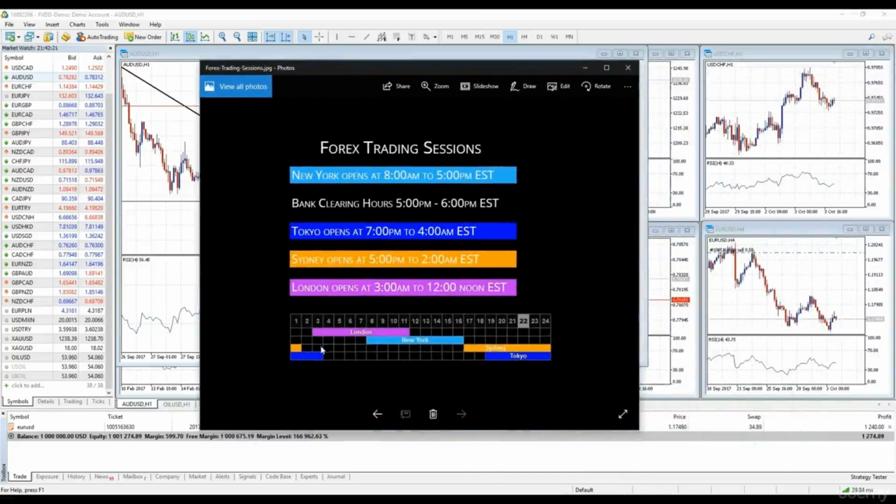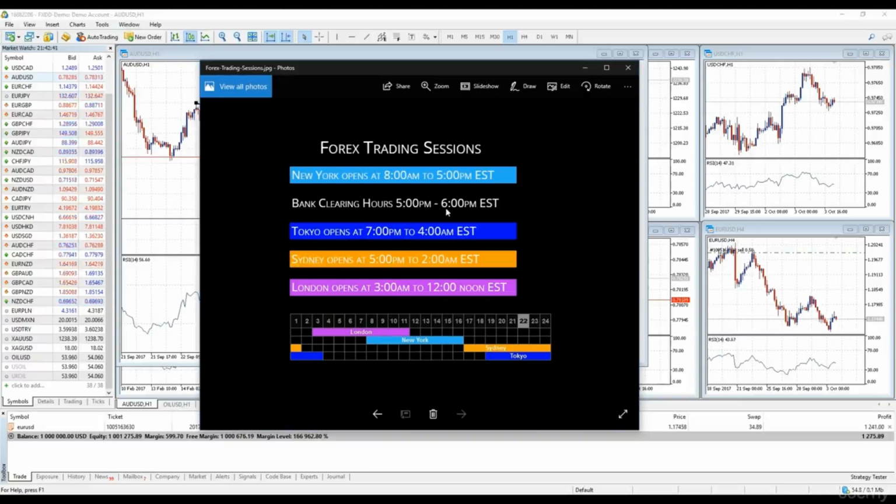London goes from 3 a.m. until 11 a.m. Eastern Standard Time, and there's an overlap from London and New York. New York starts around 8 a.m. and goes until about 4 p.m. And then there are the bank clearing hours, which are from 5 p.m.